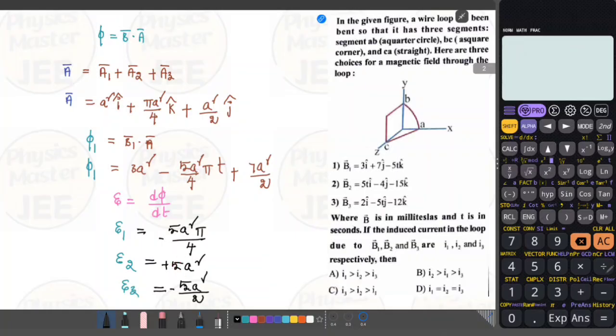Therefore, if you consider the magnitudes, the second EMF is higher compared to the first one and compared to the third one. Since its voltage is higher, its current is higher, then the next, then the next. So the answer is I2 is greater than I3. Sorry, I2 is greater than I1 and I1 is greater than I3. So this is the answer for this question. So the option is I2 greater than I1 greater than I3, option B, right?